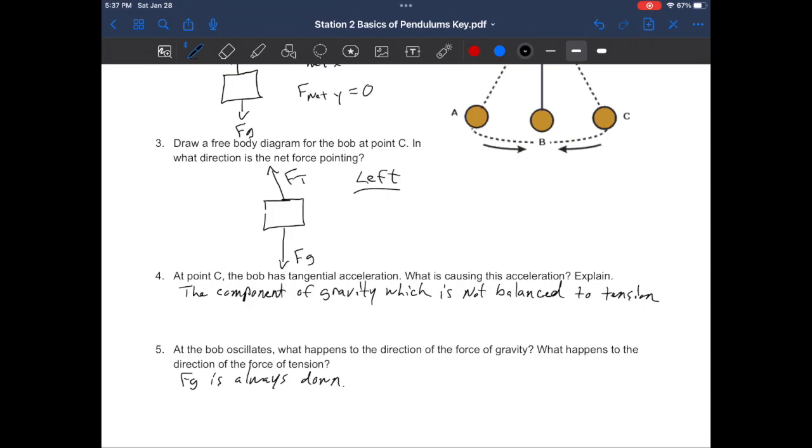As the bob oscillates, what happens to the direction of the force of gravity? What happens to the direction of the force of tension? Does gravity ever change? Ask yourself that. Grab your cell phone, hold it out next to you, let go of it. See if it ever does anything besides go straight down. Gravity's always down. Tension will always point up towards the center of the circle that the pendulum bob is oscillating on.